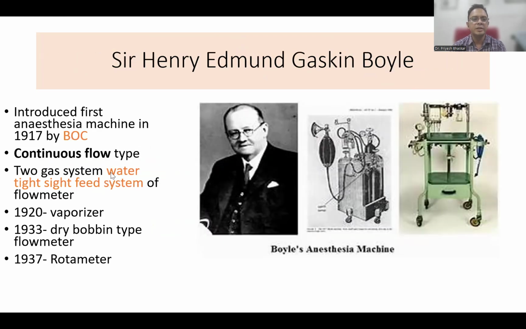In 1917, the British Oxygen Company introduced Boyle's machine, which was first introduced by Sir Henry Edmund Gaskin Boyle, and in honor of Sir Boyle, this machine was named Boyle's anesthesia machine. A lot of progress was made in the coming years: the vaporizer was introduced in 1920, in 1933 the dry bobbin type flowmeter was introduced, in 1937 the rotameter was added, and so on, right?